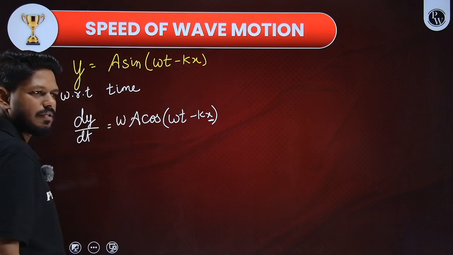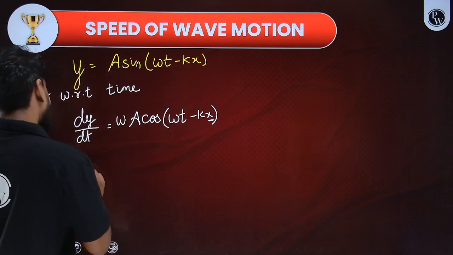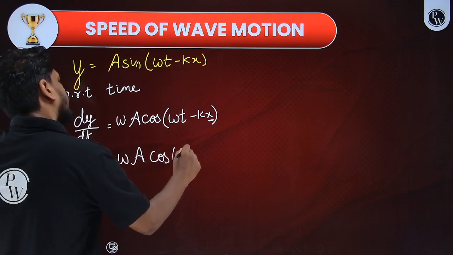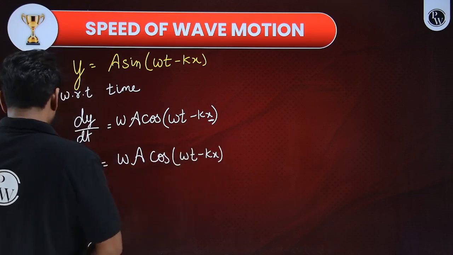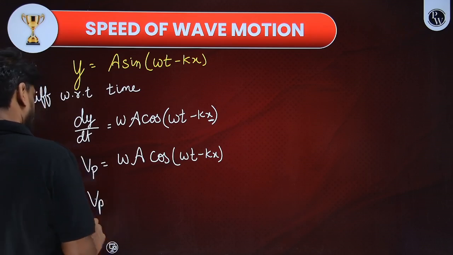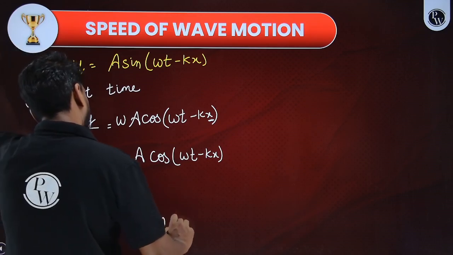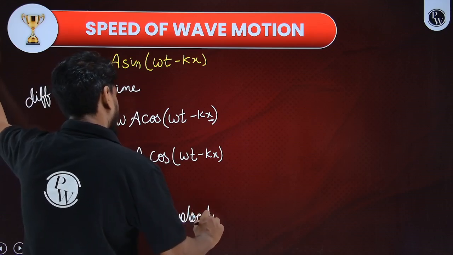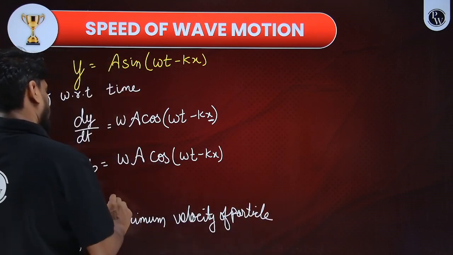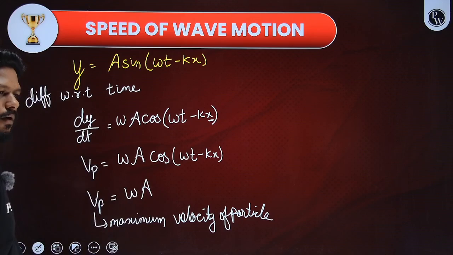So this is dy by dt. Y is motion of the particle. So if I differentiate motion of the particle, I will be getting velocity of particle is equal to omega a cos of omega t minus kx. Any difficulty? So what will be my maximum velocity of particle? What is my maximum velocity of particle? Omega times a. Correct.